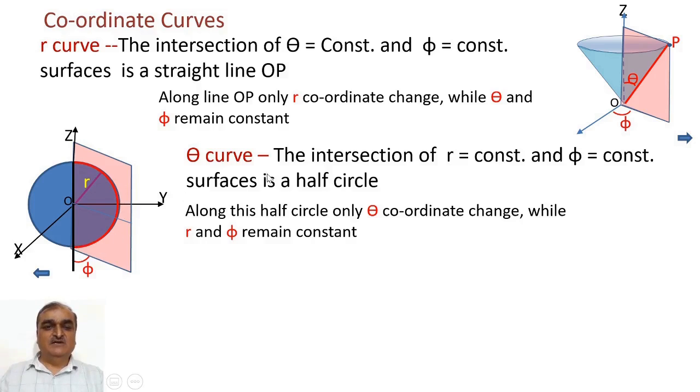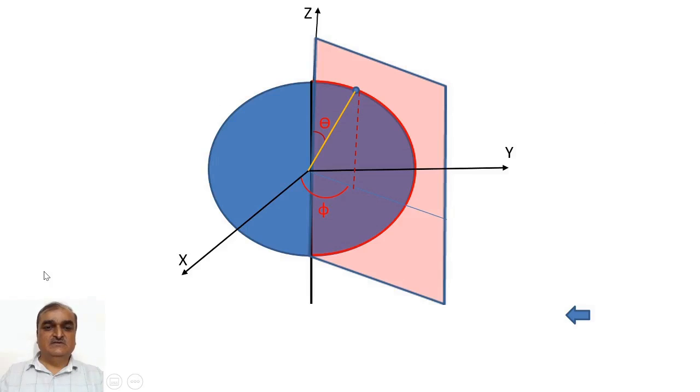And this half circle is the theta curve, because when we move from point to point along this curve, the value of theta varies. Let us see in detail in this figure. This spherical surface and this half plane intersect along this half circle. If the point is here, let this point be P, then the angle made by line OP with the z-axis is theta. The foot of the perpendicular is here, and the angle it makes with the x-axis is phi.